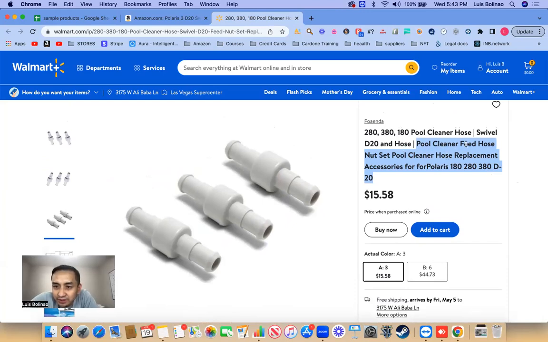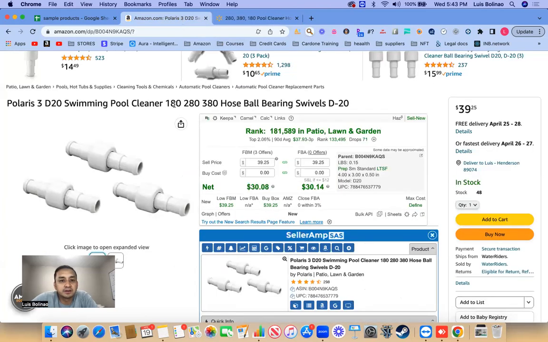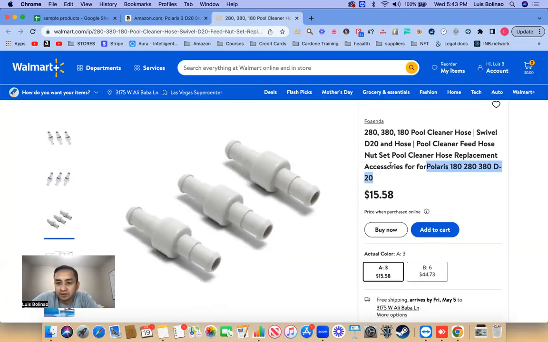Let me see. Pool cleaner, feed hose, nuts, pool cleaner, spray smooth. Oh, for Polaris right there. 180, 280, 380. Okay. I think it's the same one. So hose ball, bearings, swivels, D20. Yeah, I think it's the same one.